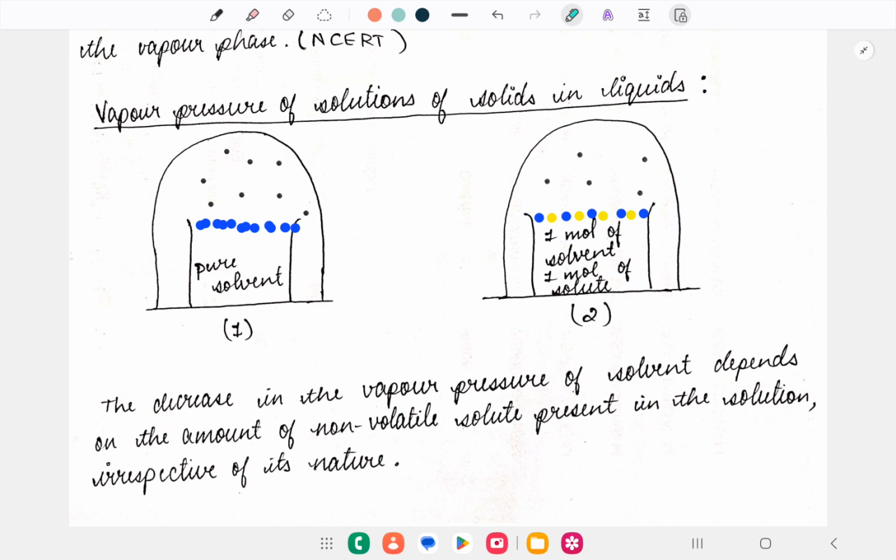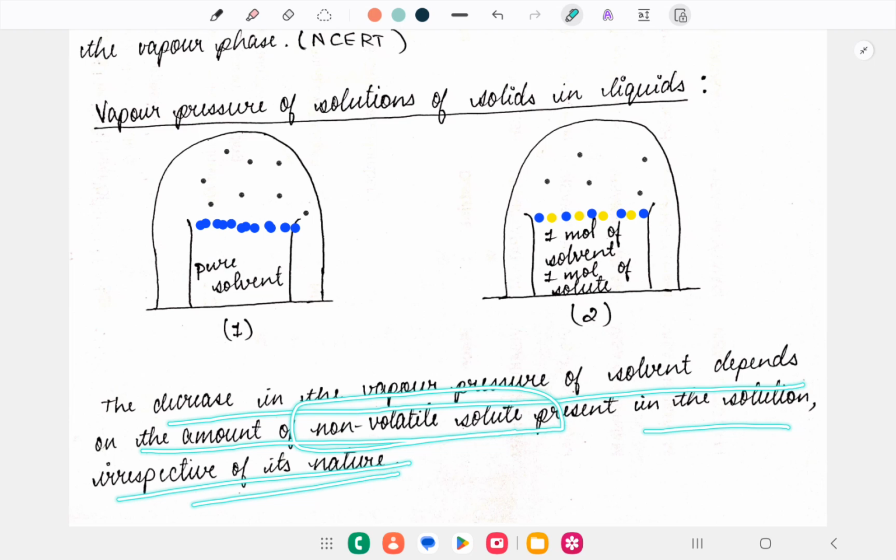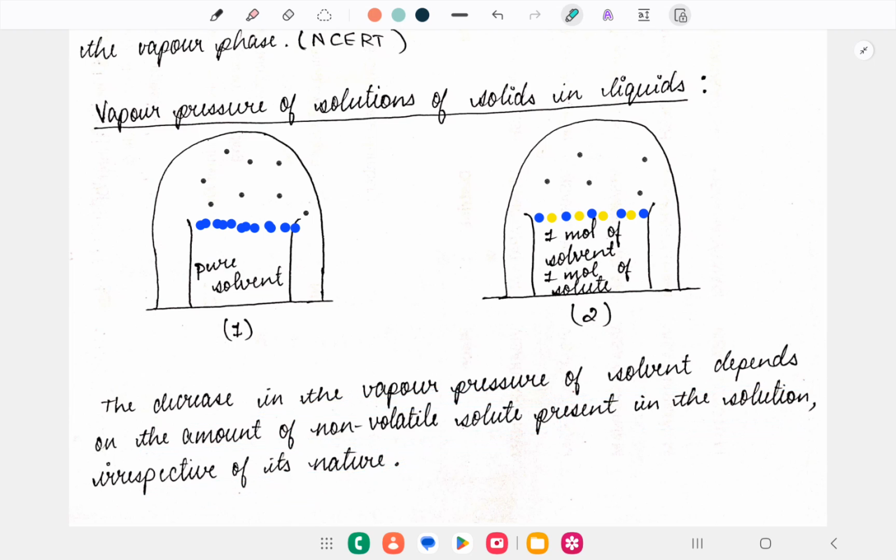So you can understand that the decrease in the vapor pressure of the solvent depends upon the amount of non-volatile solute present in the solution, irrespective of its nature. So if the solute is sucrose or urea, it will not have any impact on the vapor pressure. The amount is only essential to understand how much the vapor pressure will decrease.